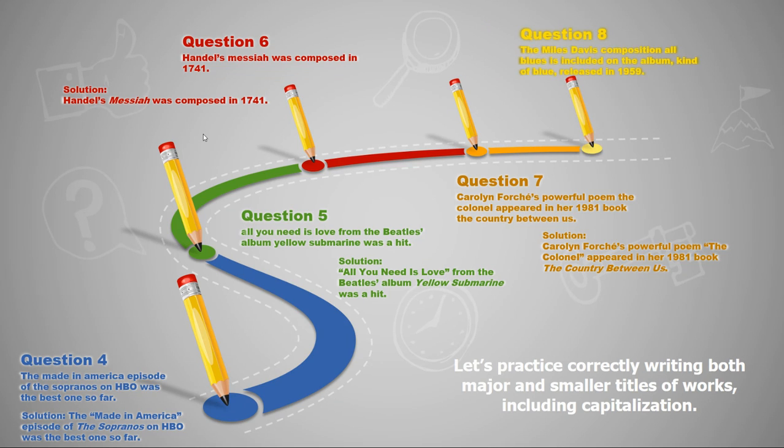Our last example: the Miles Davis composition, All Blues, is included on the album Kind of Blue, which was released in 1959. Again, take a few moments, make capitalization changes, and decide on major works and shorter works. And your answer should look like this. The Miles Davis composition, "All Blues," should be in quotations as the shorter work. Kind of Blue, which is the album, should be italicized or underlined.